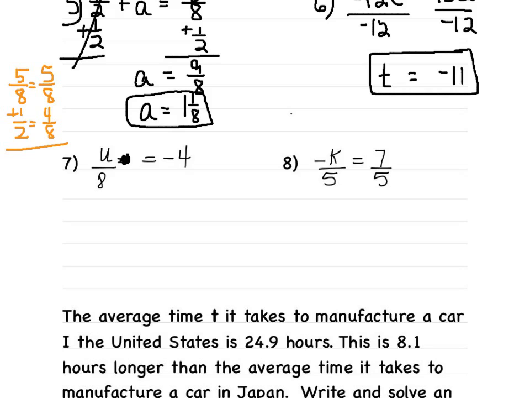U is being divided by 8. What I need to do is multiply by 8 over 1. And whatever I do to one side, I need to do to the other. Multiply both sides by 8. You'll notice that when you multiply here, the 8s cancel each other out and U is left alone. And negative 4 times 8 would be negative 32.